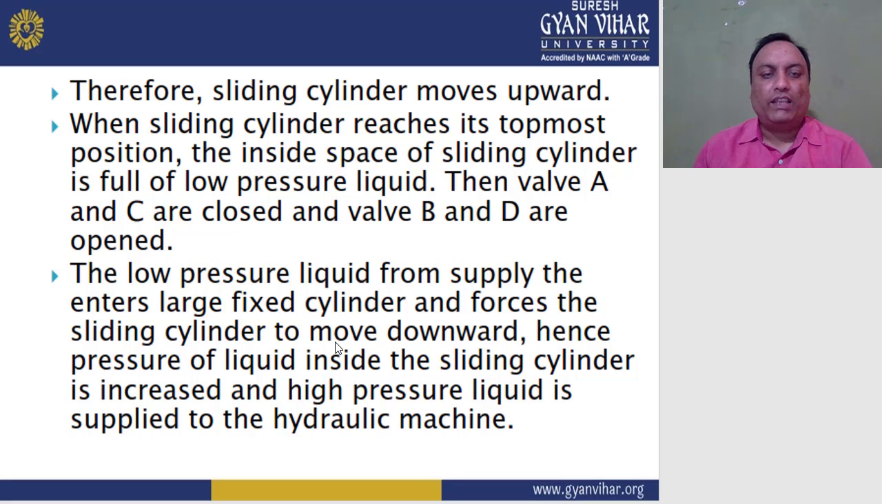Then valves A and C are closed and valves B and D are opened. In this case, the low pressure liquid from the supply enters the large fixed cylinder and forces the sliding cylinder to move downward. Hence, the pressure of the liquid inside the sliding cylinder is increased and high pressure liquid is supplied to the hydraulic machine.